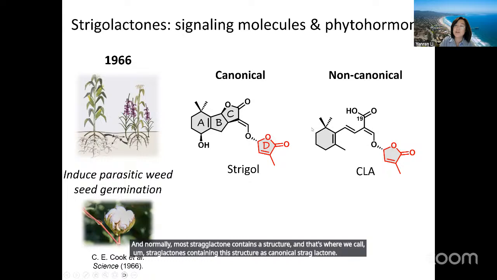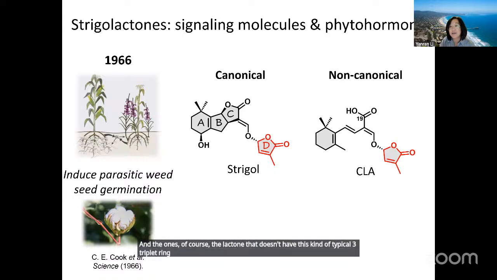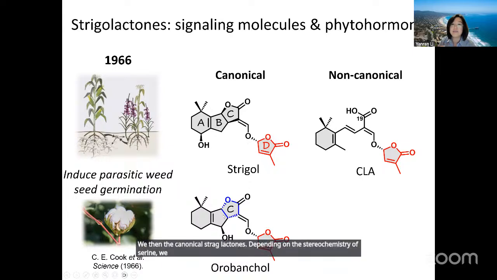And the strigolactones that don't have this typical tricyclic ring plus single ring structure are called non-canonical strigolactones. Within the canonical strigolactones, depending on the stereochemistry of the C ring, we further classify them as S-type and O-type.